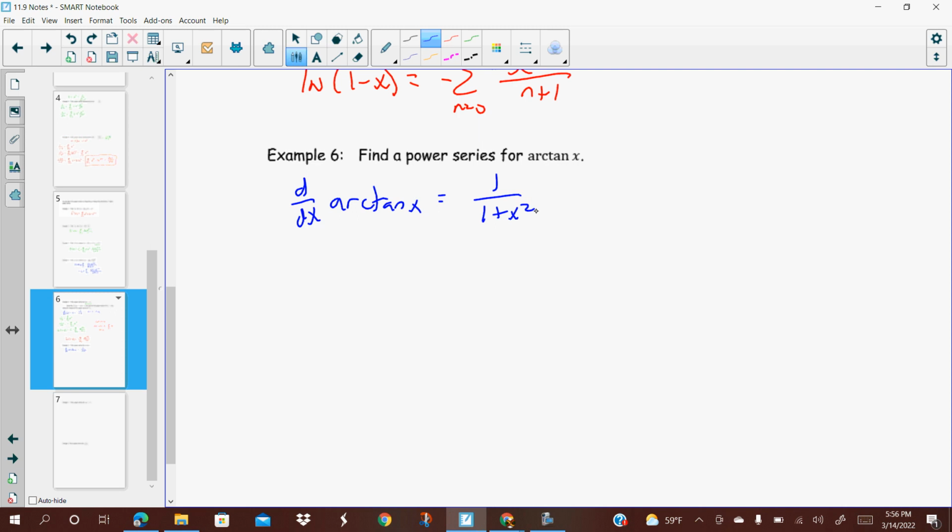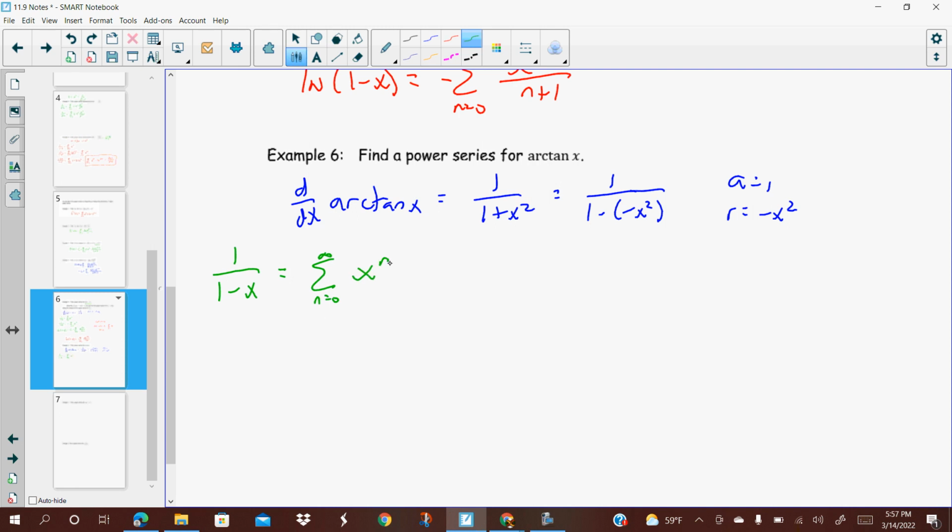Okay, that is pretty much in our a over 1 minus r form. We can rewrite that as 1 over 1 minus negative x squared. It'd probably be better to write it that way. So now I know that a is 1 and r is negative x squared. So now we can start building our sum. 1 over 1 minus x is the sum, and goes from 0 to infinity, of x to the n. Again, that's the common one.